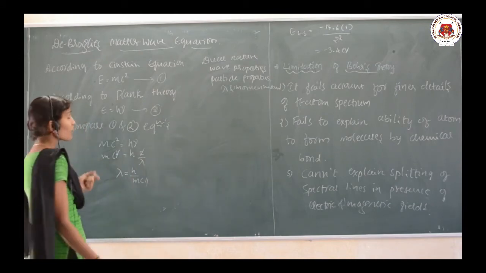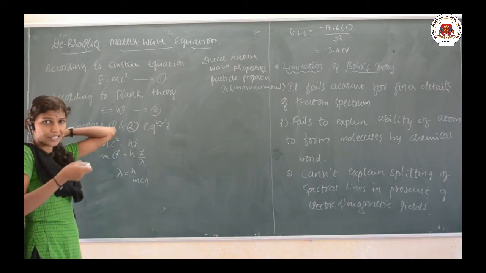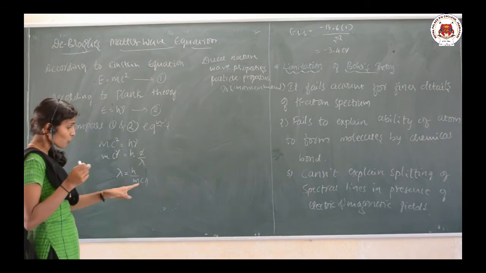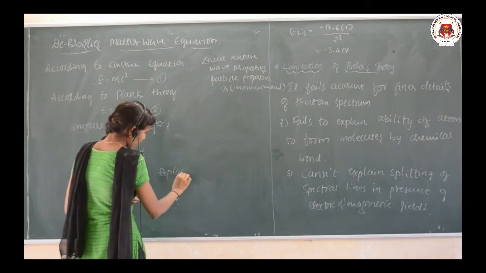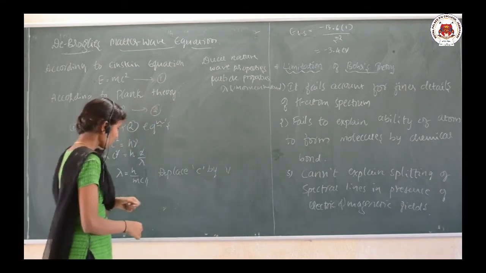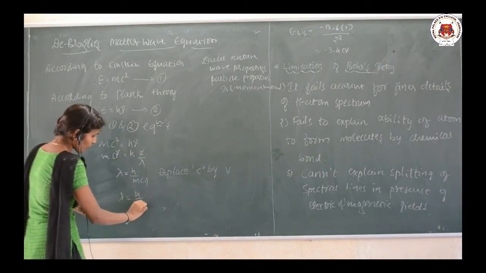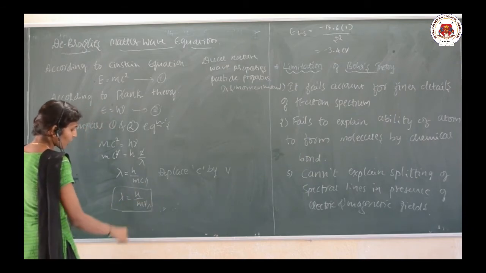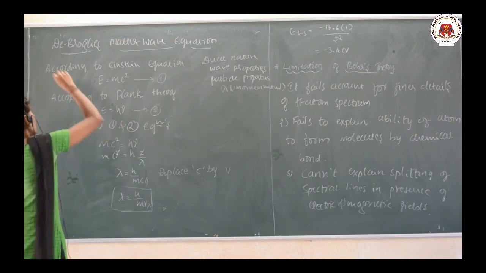But de Broglie's matter wave equation is interconnected with a particle or an electron, which is moving with a velocity v. So, replace c by v. So, lambda is equal to h upon mv. This is the de Broglie wave equation, that is the matter wave equation, which is important.